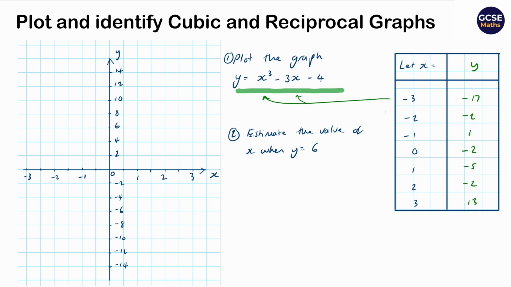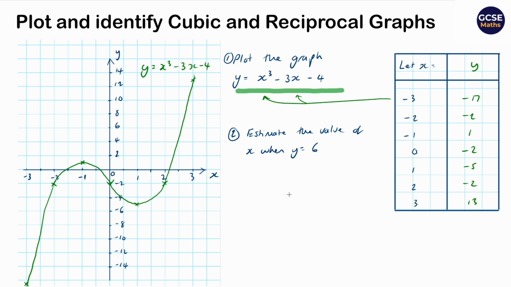Okay, so I've got the values of y just by substituting x into that equation. All I need to do now is plot the values of x and y. So minus 3, minus 17 is down here somewhere, and I'll plot the rest quite quickly. Okay, so they're plotted. Next thing is to draw a smooth curved line, just like we did with the quadratic. There we go, we've got a smooth curve going through all the points. All I need to do now is label this diagram, and I have done question 1, I've plotted that graph.